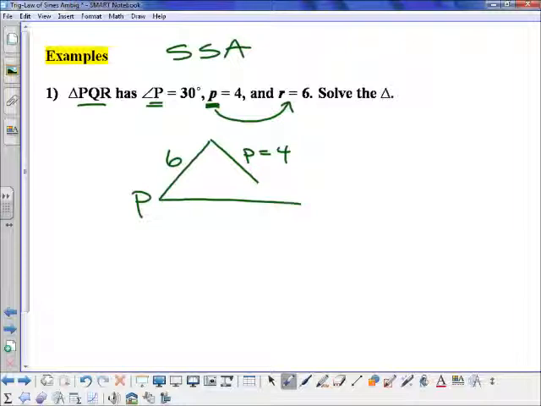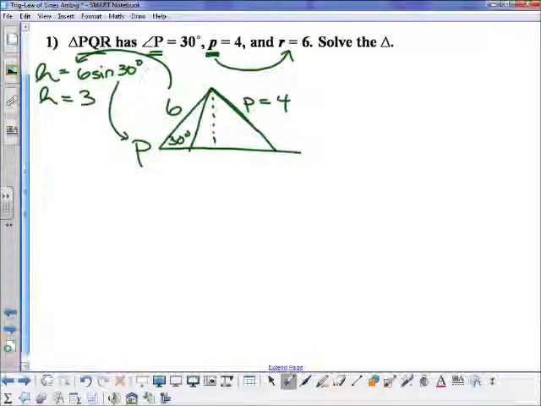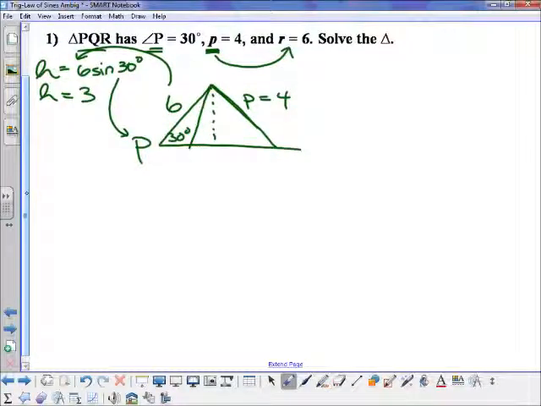We're going to need to figure out the height, which we said would always equal this top side, 6, sine of this angle, which is given as 30. Sine of 30 is 1/2, so again we get height equal to 3. So this is our worst case scenario. We have two triangles possible. So if it helps, you can draw the two triangles.